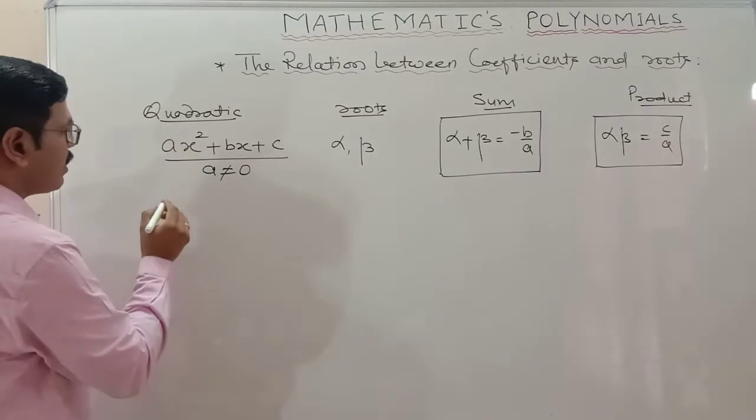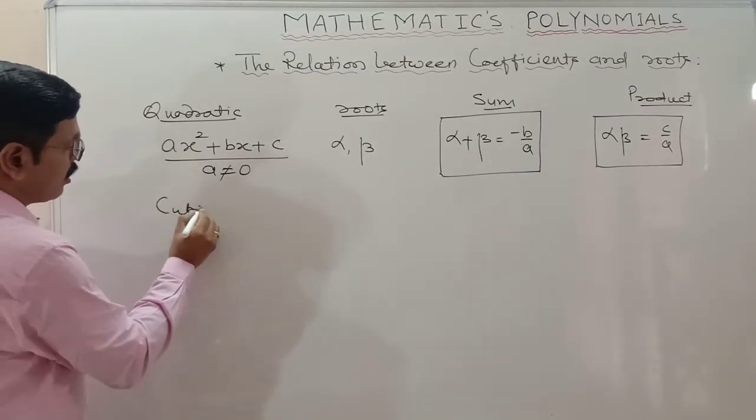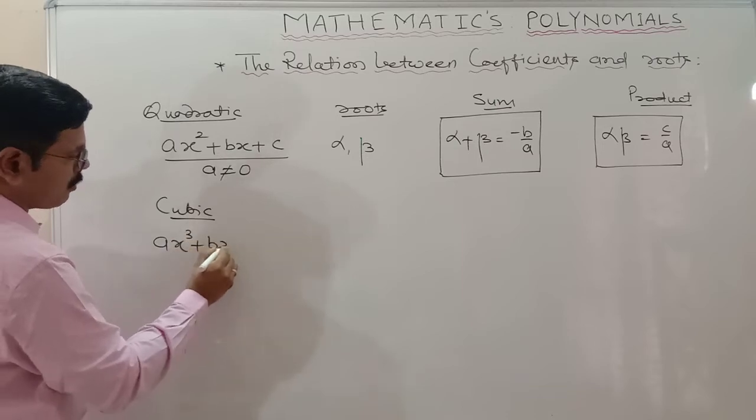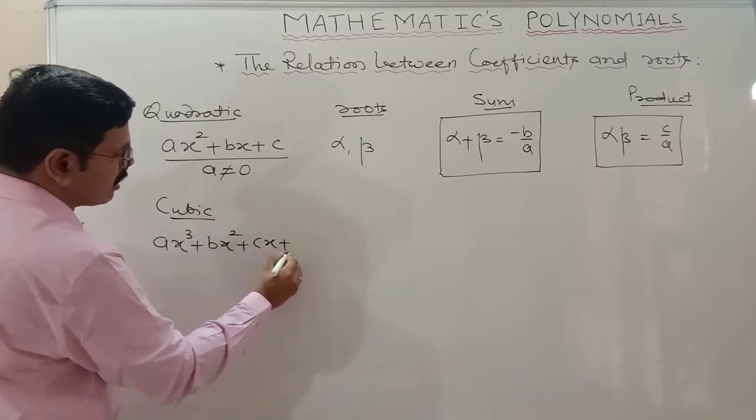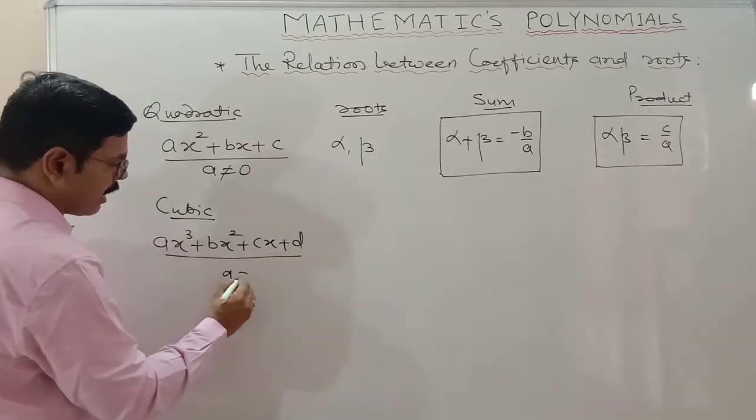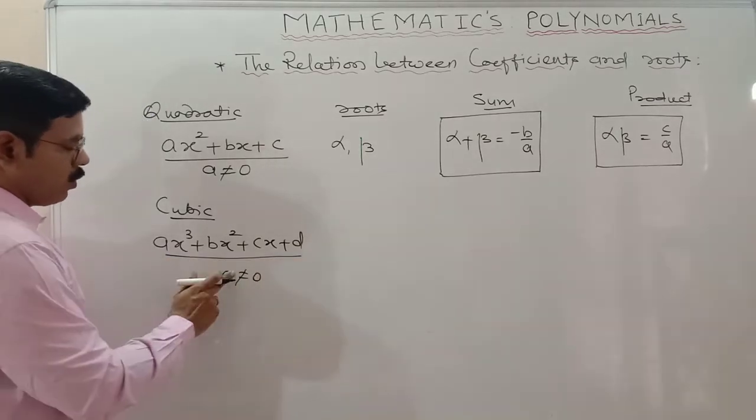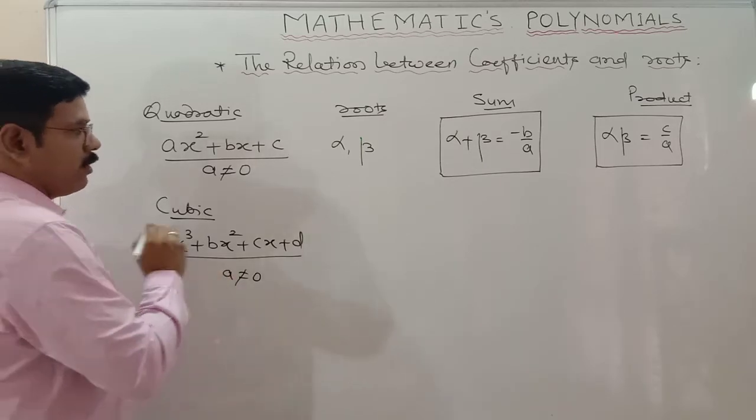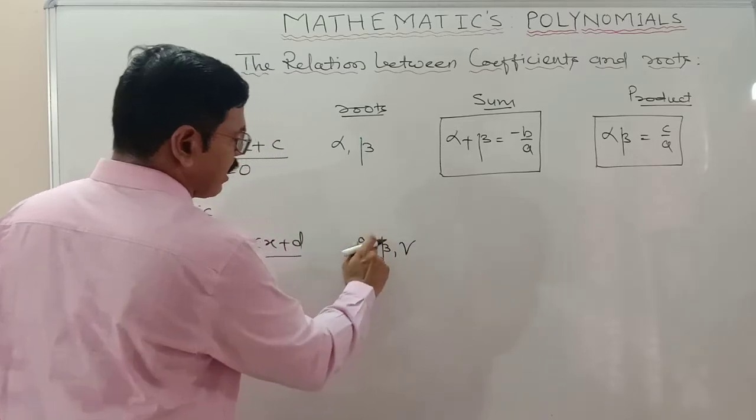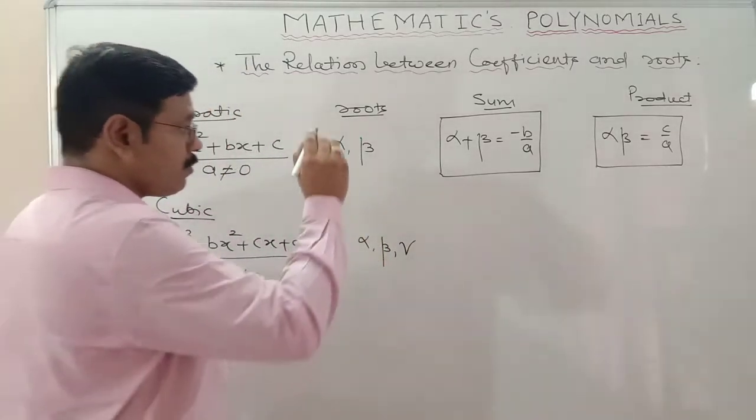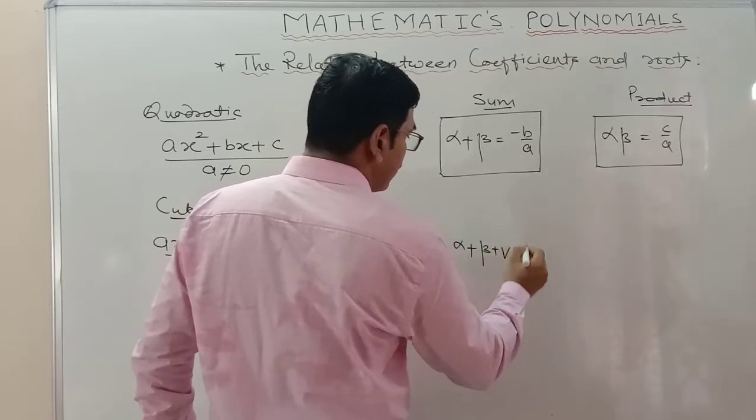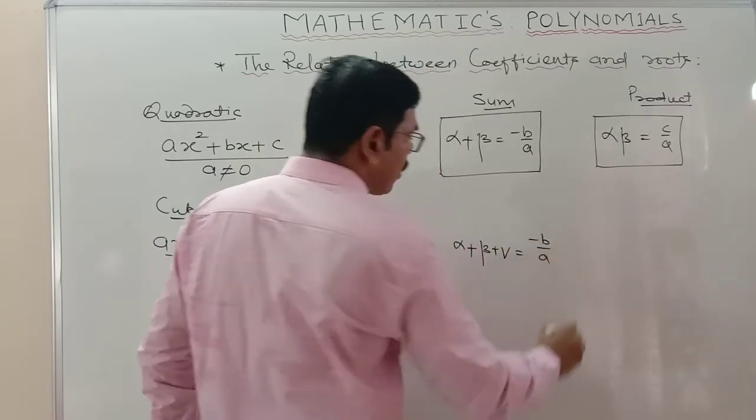Now the equation is cubic. Suppose we have a cubic equation, ax cube plus bx square plus cx plus d. Here again the condition is that a must not be equal to 0. Suppose the roots are alpha, beta and, let's assume, gamma. The sum of roots, alpha plus beta plus gamma, is equal to minus b upon a.